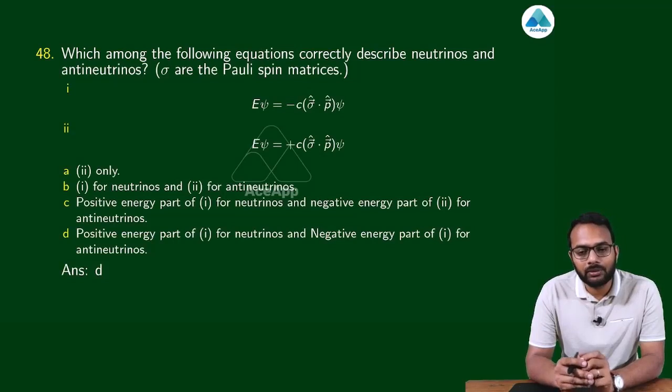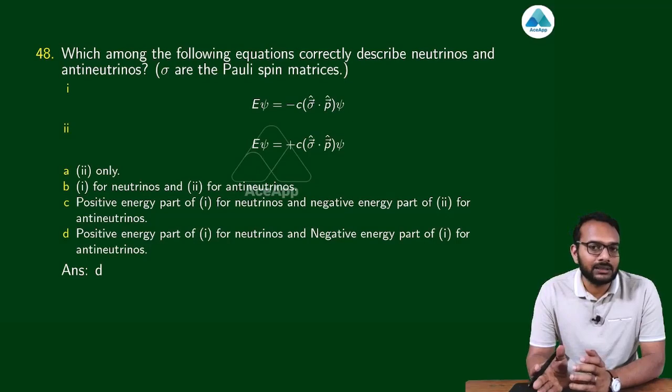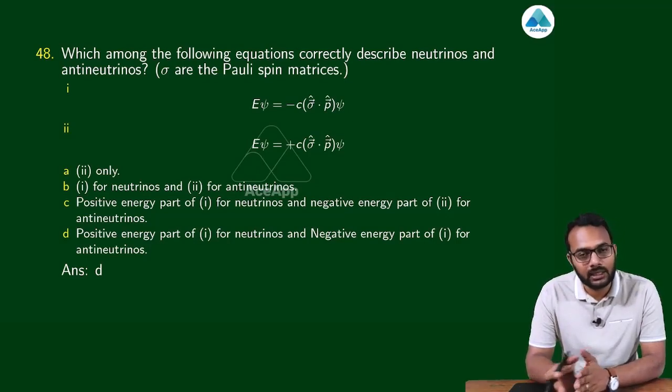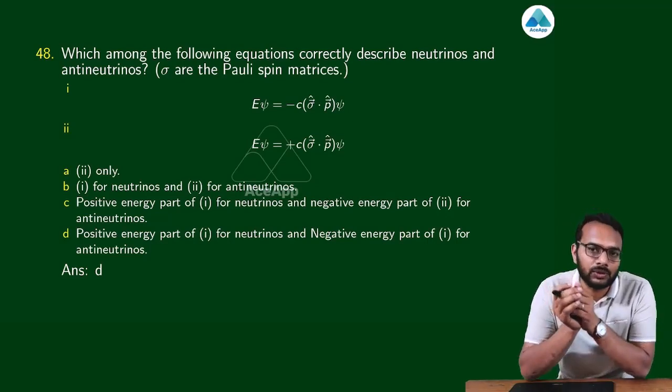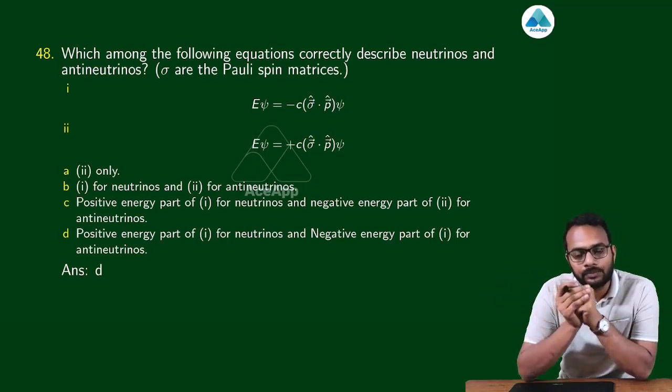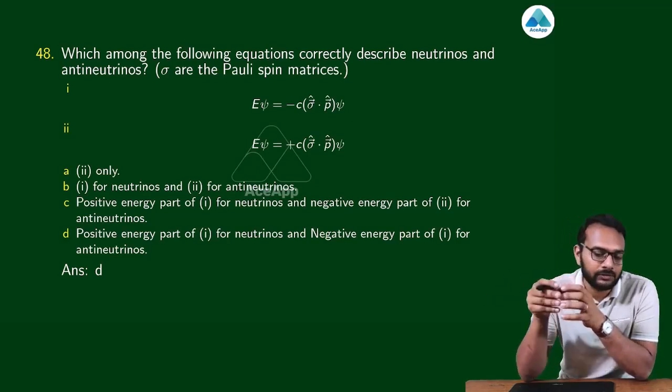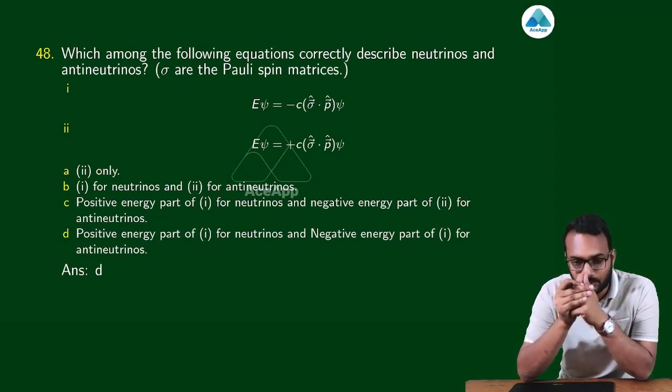Which among the following equations correctly describe neutrinos and antineutrinos? Sigma are the Pauli spin matrices. These are the Weyl equations. I hope you remember the Weyl equations. Two equations, one describes neutrinos and the other antineutrinos. Alright, our result has to correspond to nature. In nature, neutrinos have to be left-handed, or helicity minus 1, and antineutrinos have to be right-handed.